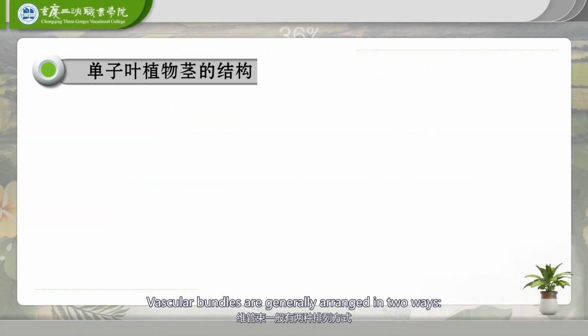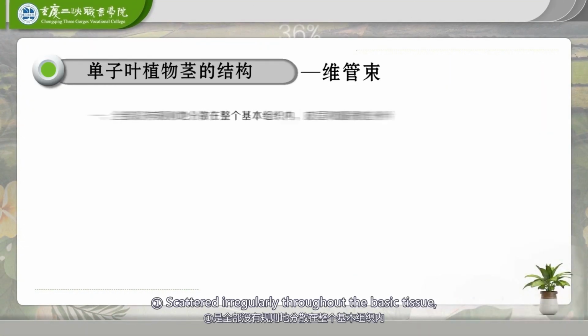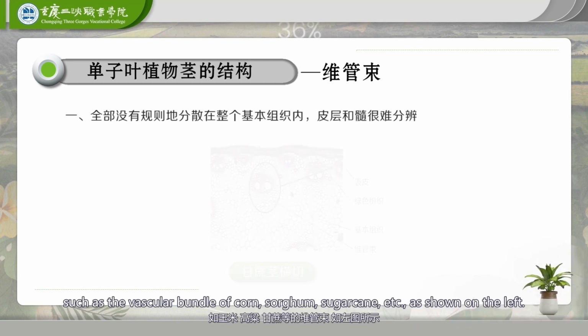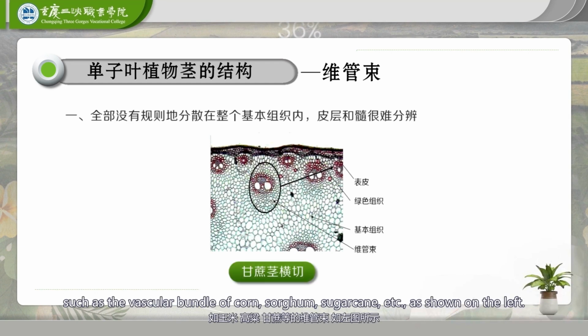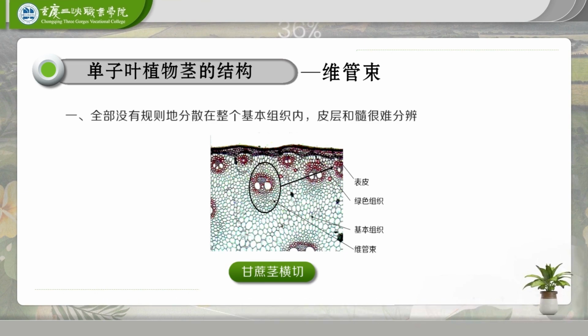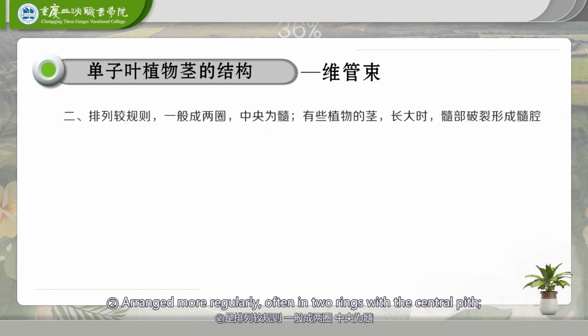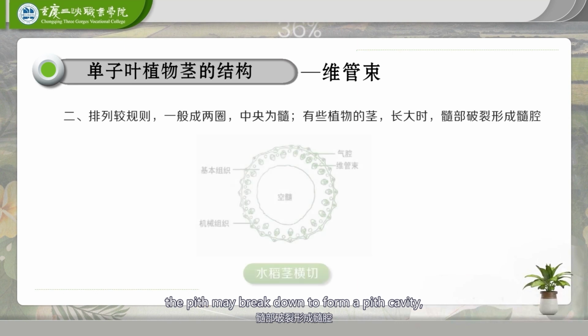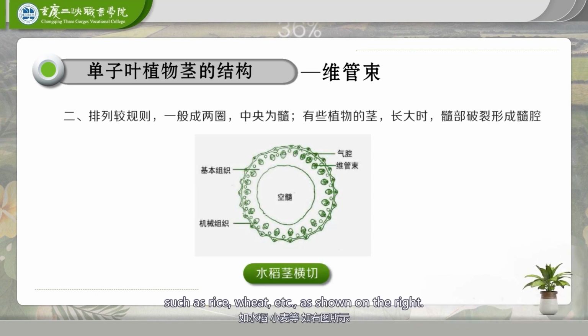Vascular bundles are generally arranged in two ways: scattered irregularly throughout the basic tissue, and the cortex and pith are difficult to distinguish, such as the vascular bundles of corn, sorghum, sugarcane, etc., as shown on the left. Or arranged more regularly, often in two rings with the central pith. In some plants, when the stem grows up, the pith may break down to form a pith cavity, such as rice, wheat, etc., as shown on the right.